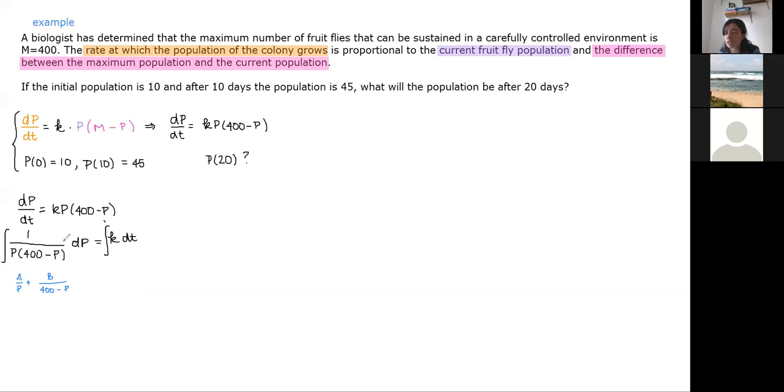All right, so I'm going to try to find the values of a and b. That will give me 1 over p times 400 minus p. And please raise your hand if you understand this.